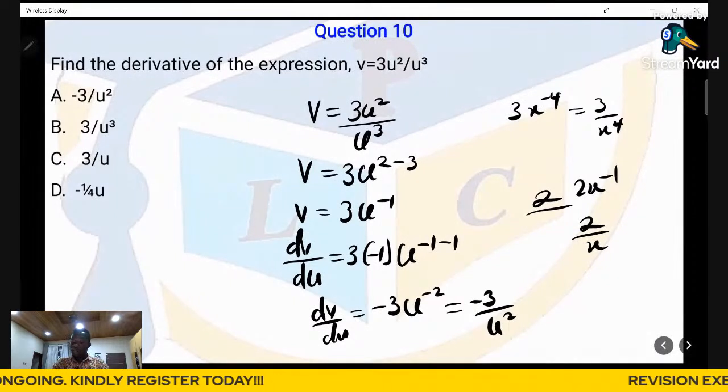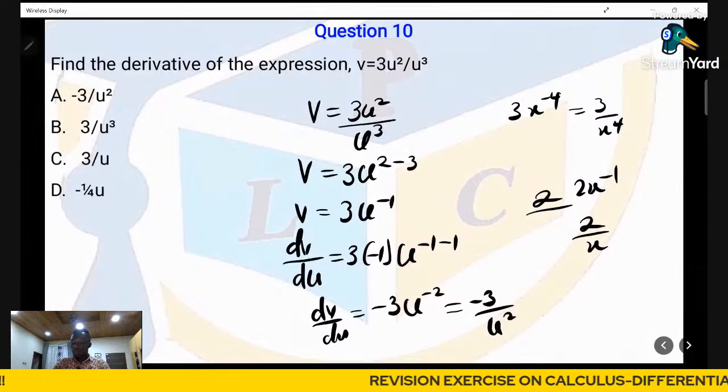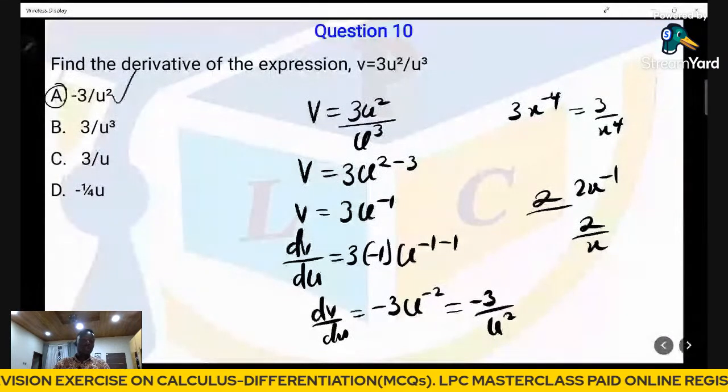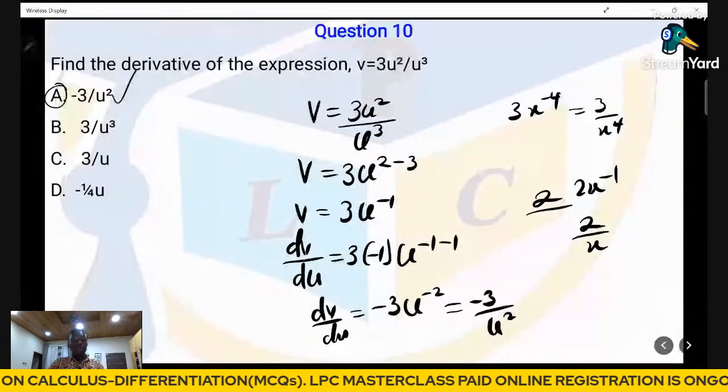So this is what we're going to get when we differentiate 3u squared over u cubed. And that's going to give us option A. That's going to give us option A. So either you circle or you take it, depending on the requirement, you are good to go.